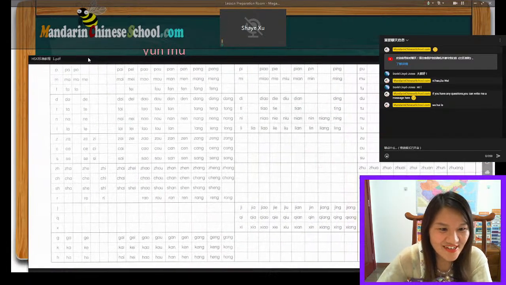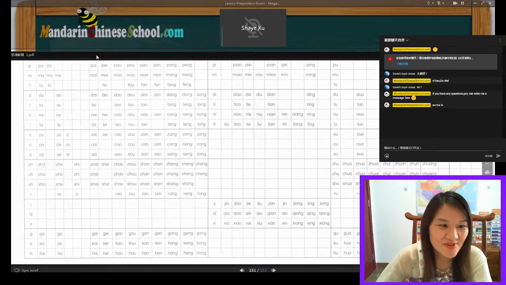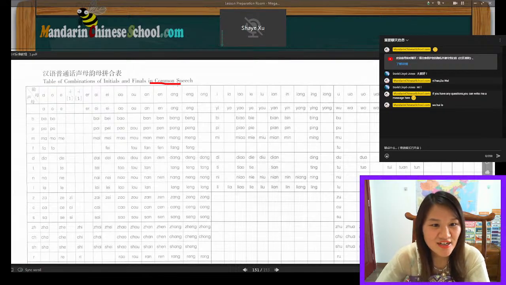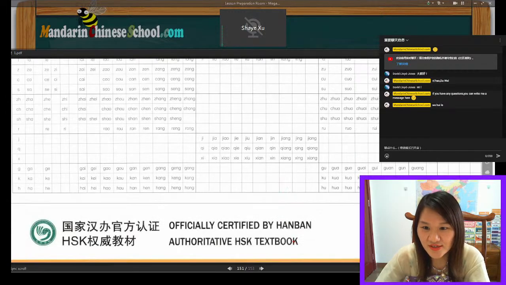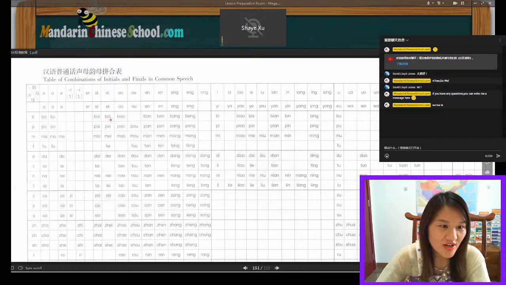And here there's a table. Look, there's a table for all the combinations. Table of combinations of initials and finals in common speech. So this is all of them. These are all of them. All the combinations of 声母 and 韵母.